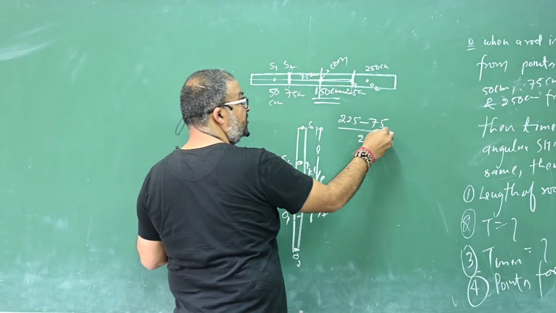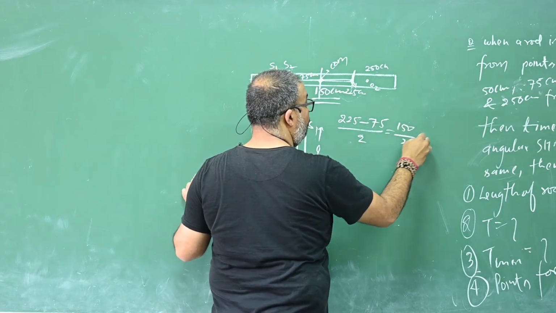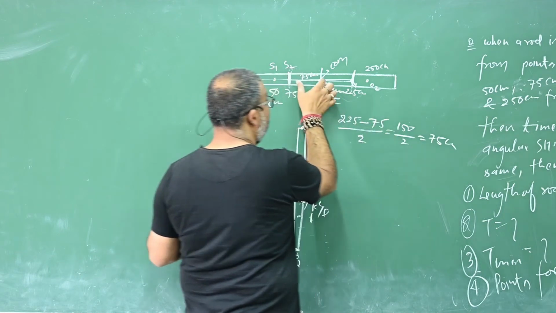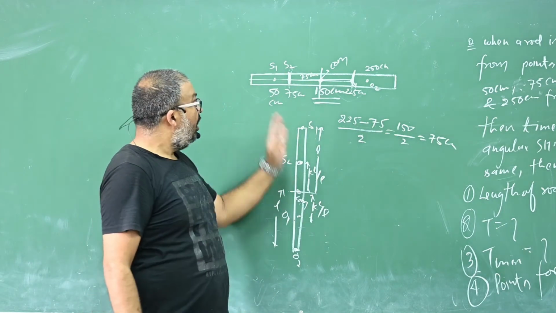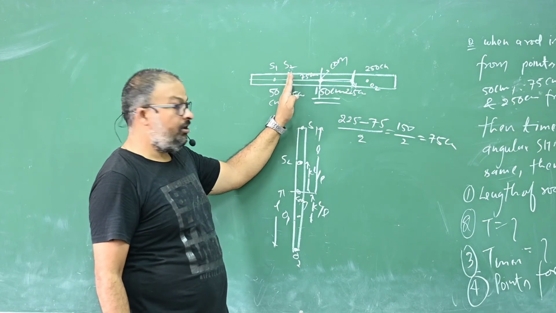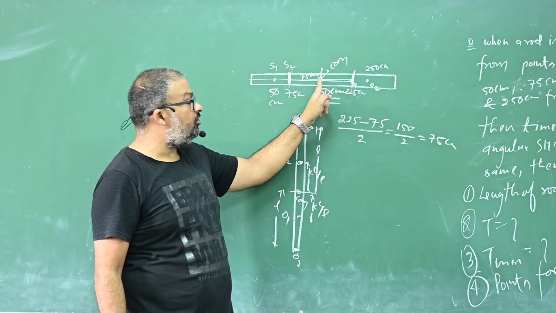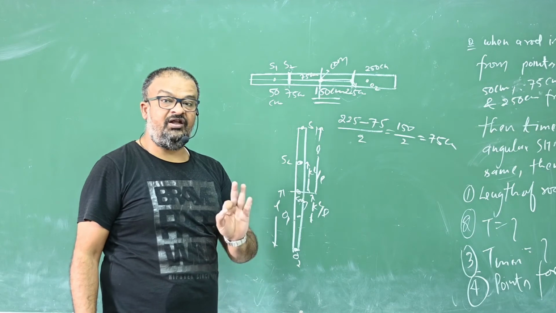That means this distance is how much? 150 by 2, that is 75 centimeter. This distance is 75 centimeter. This distance is 75 centimeter, right? It was already 75 centimeter point. 75 plus 75, this center of mass will be at a distance 150 centimeter.